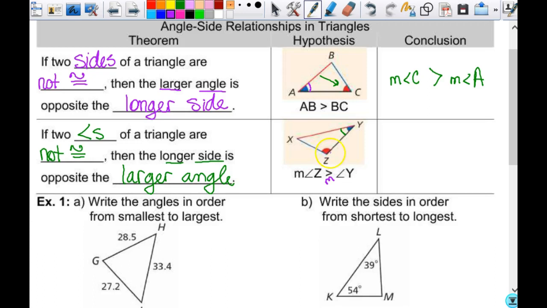So the measure of angle Z is larger than the measure of angle Y, which means that across from XY, if this is the larger angle, that's the longer side. So the length of XY is greater than the length of XZ.